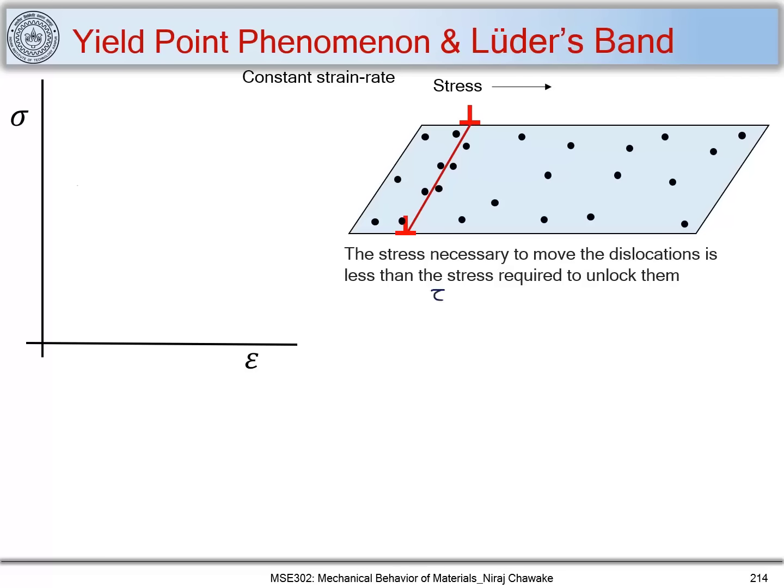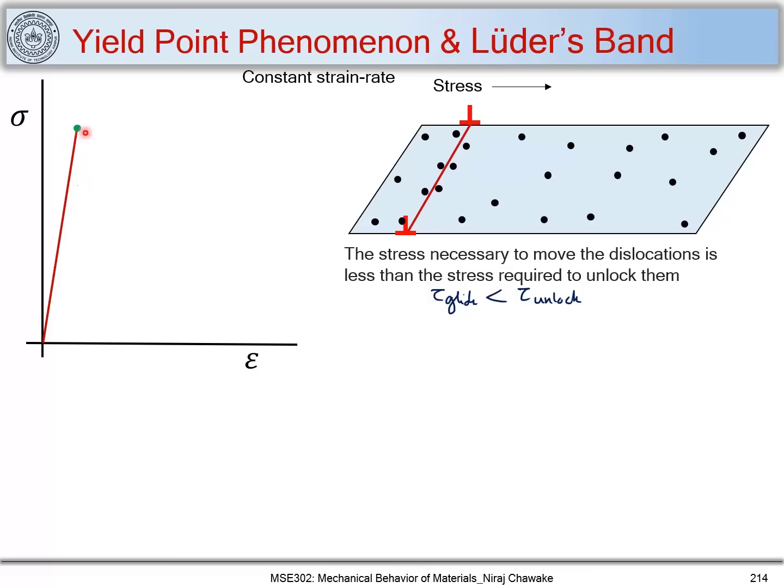So the stress required to glide this dislocation is smaller than the stress required to unlock them. So when we want this dislocation to glide, we have to apply stress to unlock them first. This can be seen or reflected in this engineering stress strain curve. We need a stress of a higher value to unlock these dislocations from the Cottrell atmosphere, and we reach the point here.